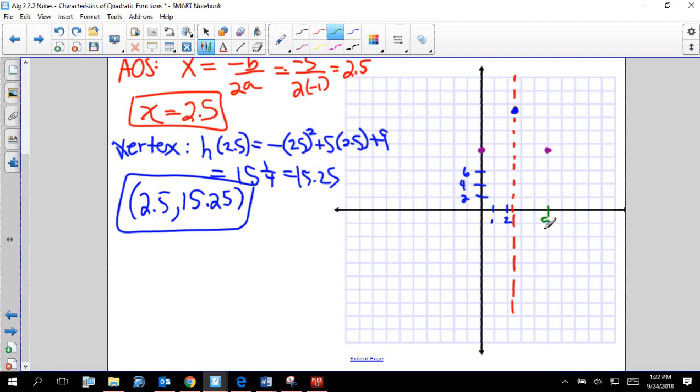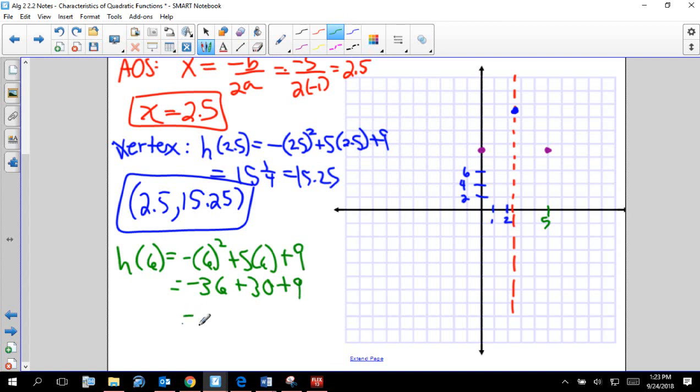I'll just plug in 6. h of 6. Negative 6 squared plus 5 times 6 plus 9. So negative 36 plus 30 plus 9. So I get 3. 6, 3. When I plot that and I plot my mirror points, I think about whether that makes sense for my graph, and I think it seems right.